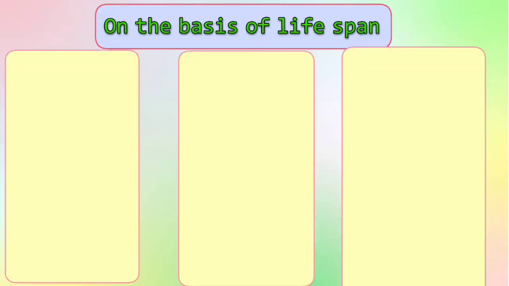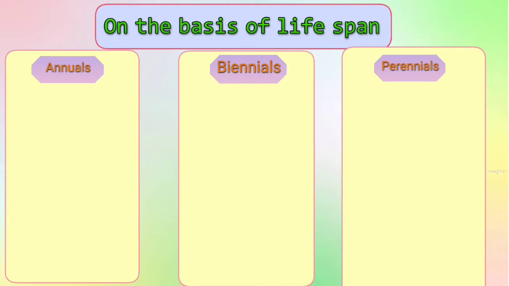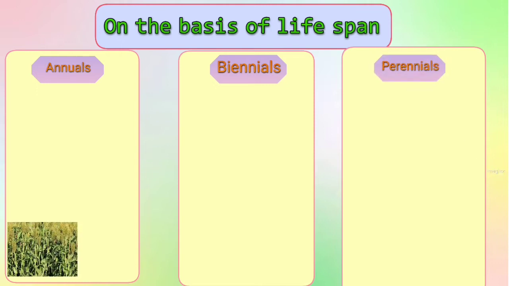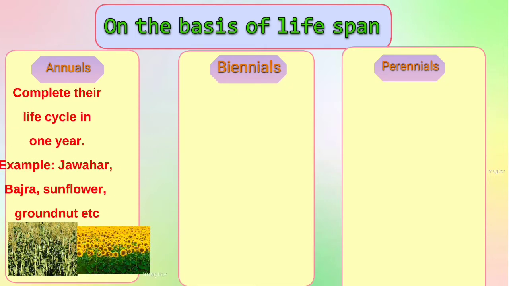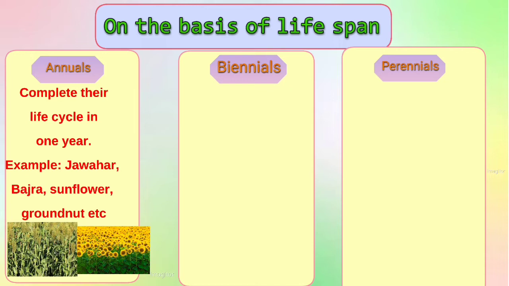On the basis of lifespan, plants are classified into three classes: annuals, biennials, perennials. Annuals. Plants like jowar, bajra, sunflower, groundnut, etc. complete their life cycle only in 1 year. That means they grow and die in a year. These plants are called annuals.